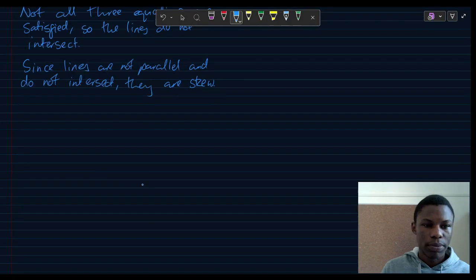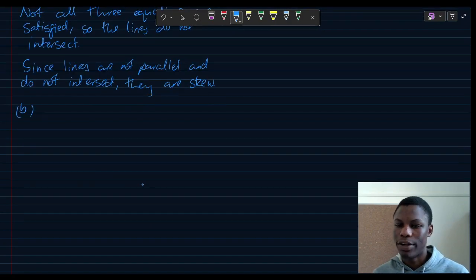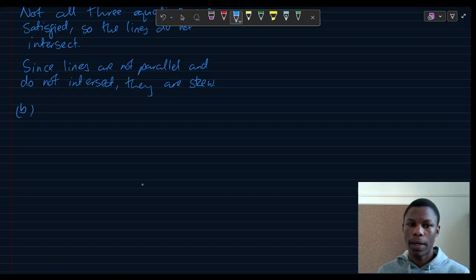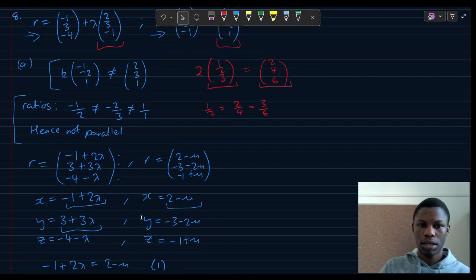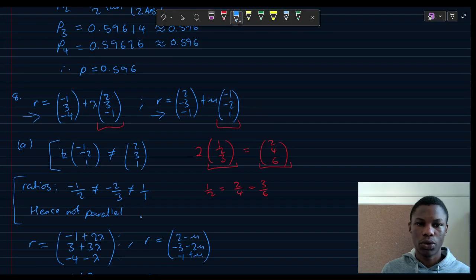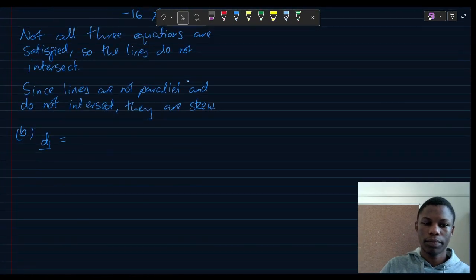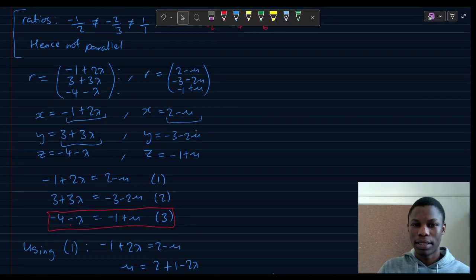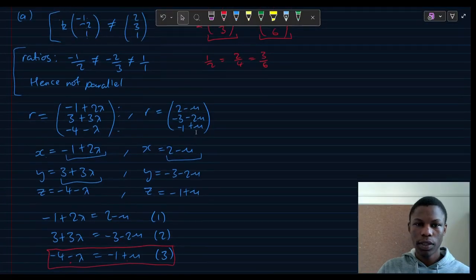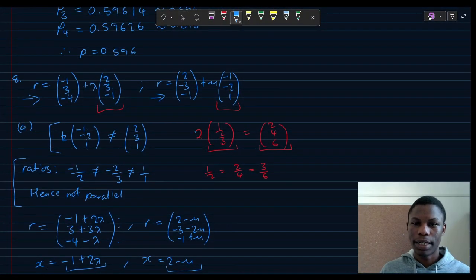Part B. So B says find the obtuse angle between the directions of the two lines. Okay. So the first direction vector, which I'll call D1, is 2, 3, negative 1. And then our second direction vector, which I'll call D2, is negative 1, negative 2, 1.